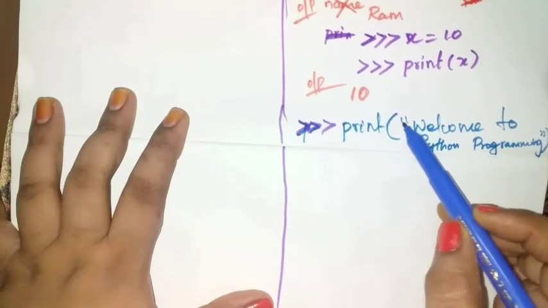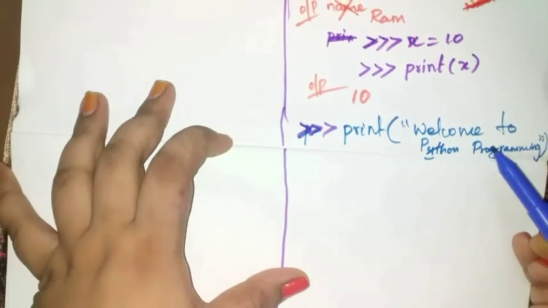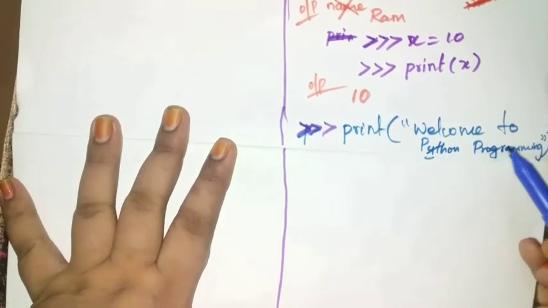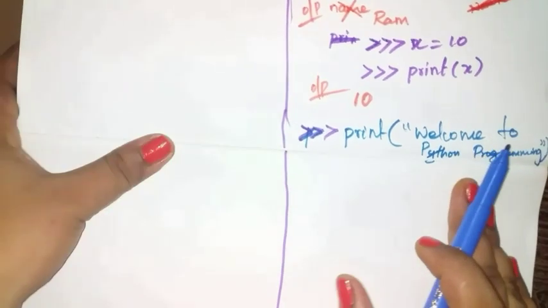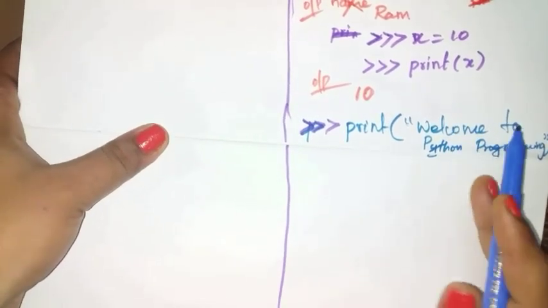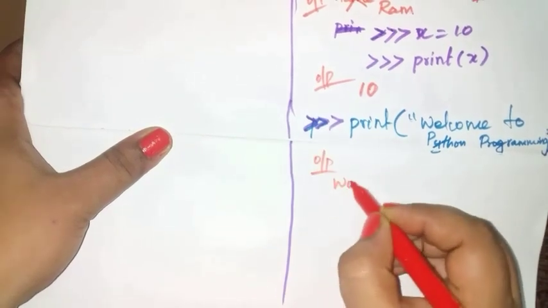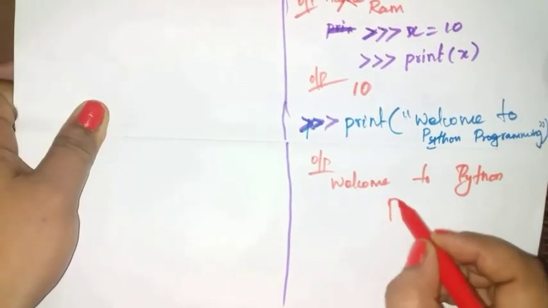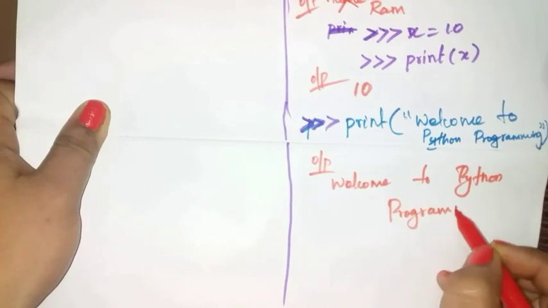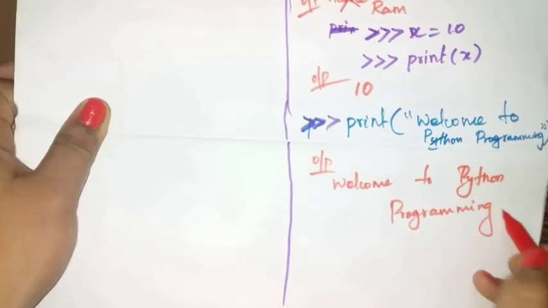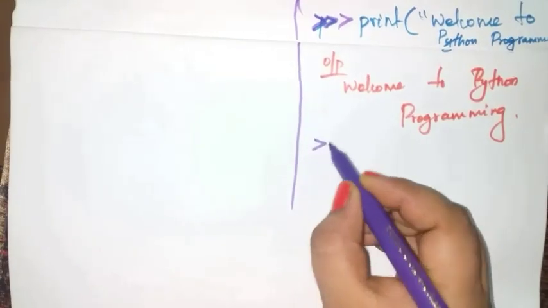Here double quotes is given, so it is called a string, or you can call this a message. Here it prints the whole message on the output screen. What is the output? Welcome to Python programming. You will get the output like this. Okay, let's see another example.